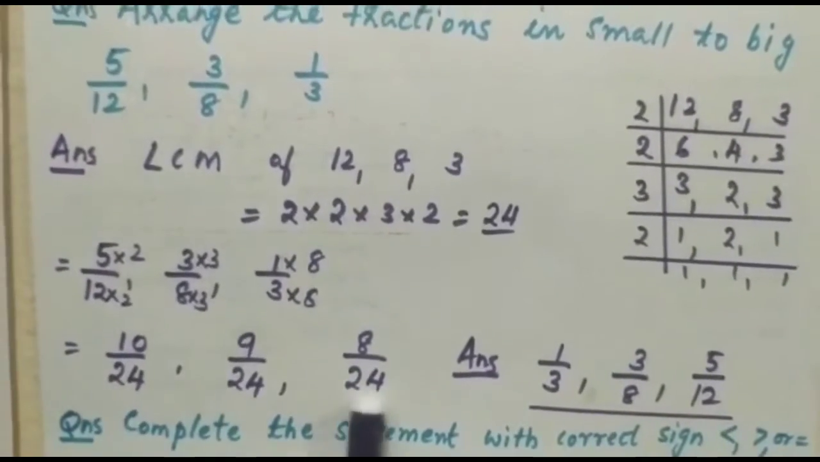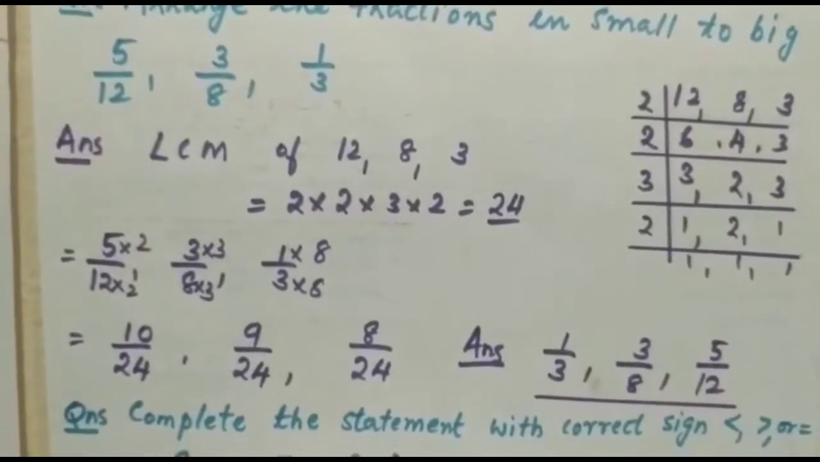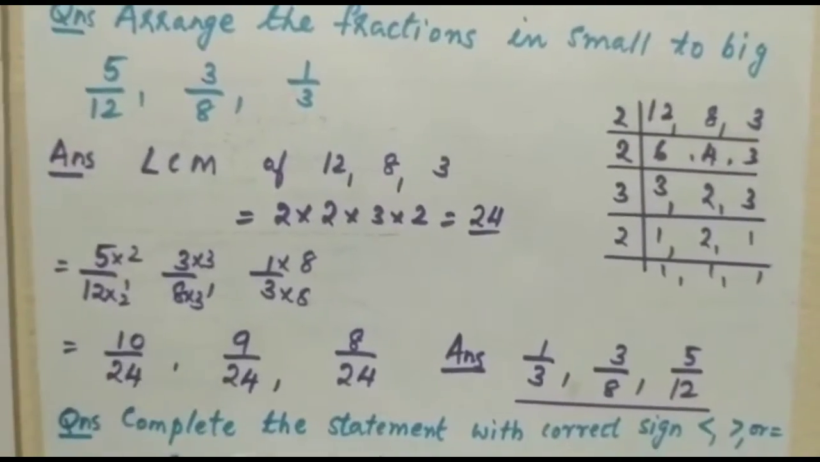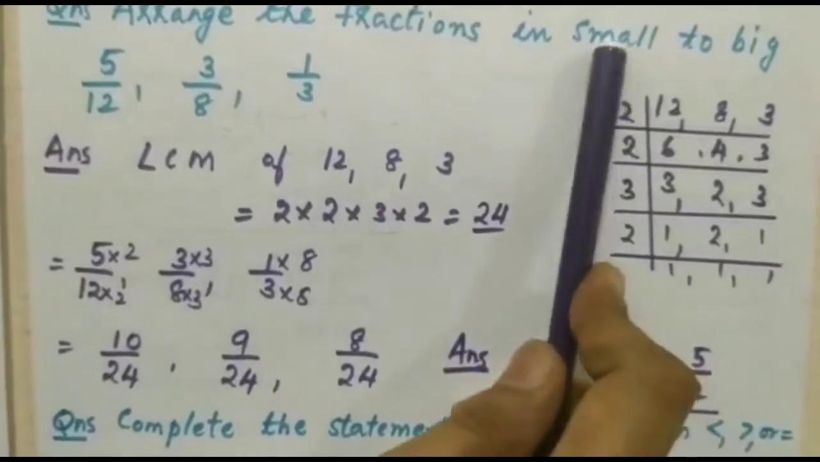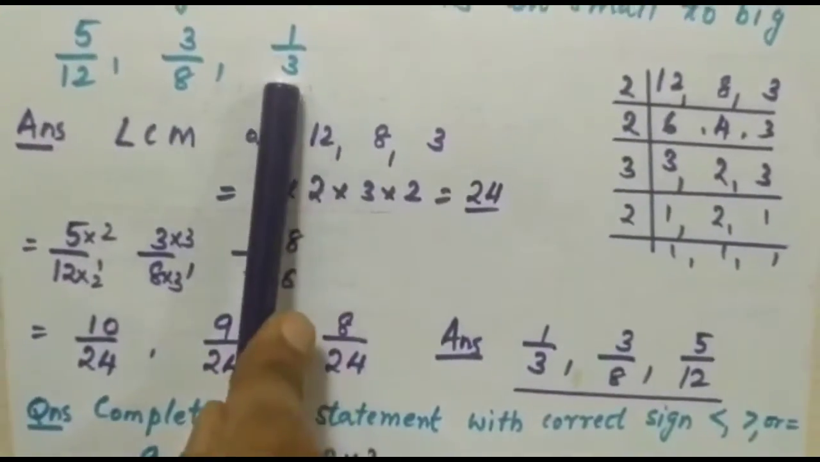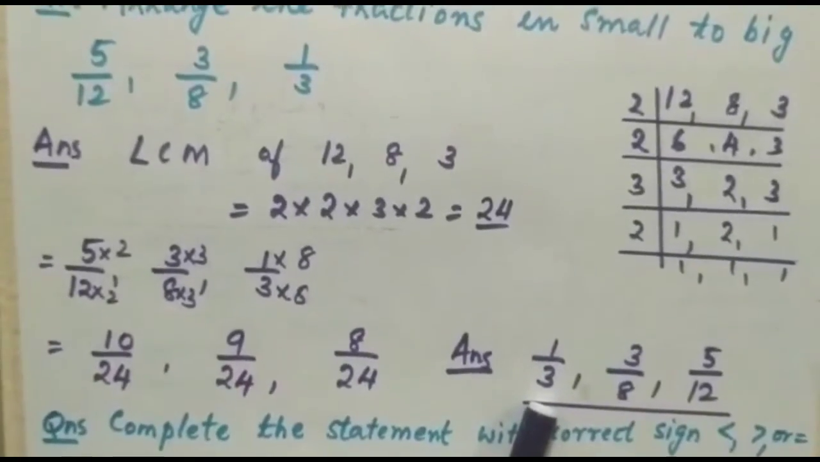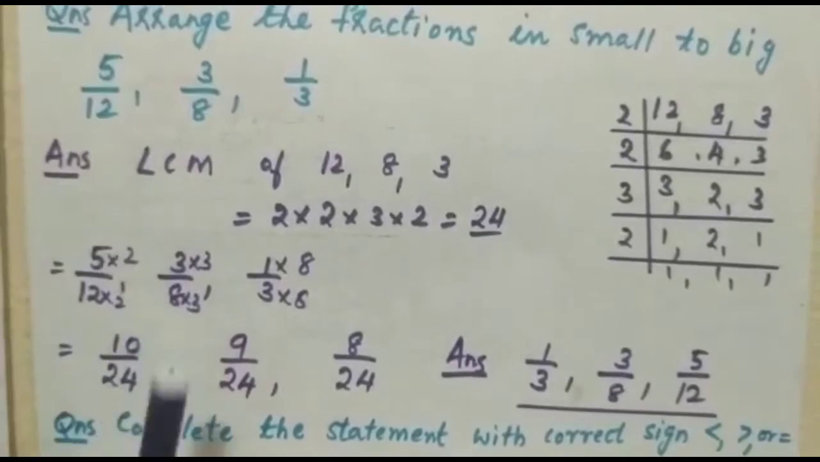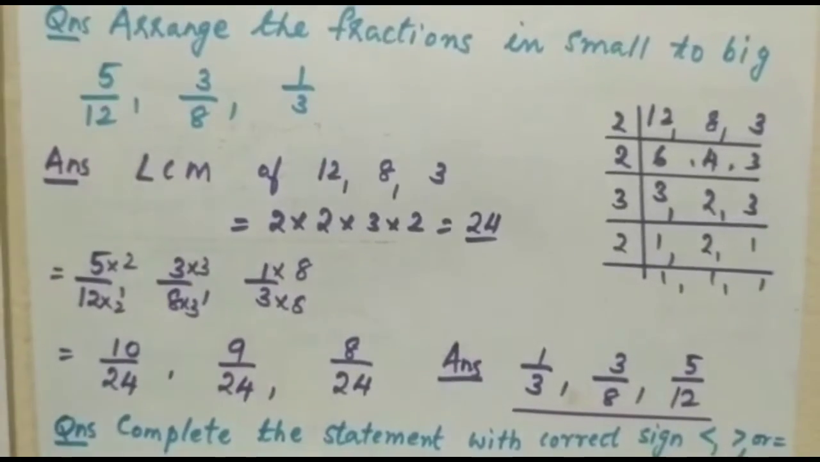Here the denominators are the same, so we can compare which number is bigger. They are asking small to big, not big to small. The smallest is 8 upon 24, that is 1 by 3, so you have to write 1 by 3 first. Then the second number, 3 by 8. Then 5 by 12. This is the order we have to write.